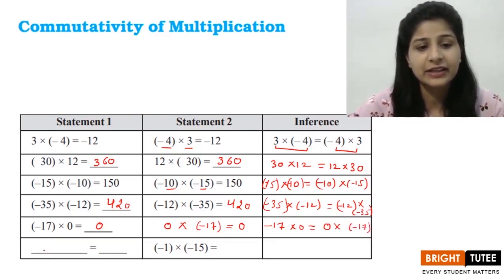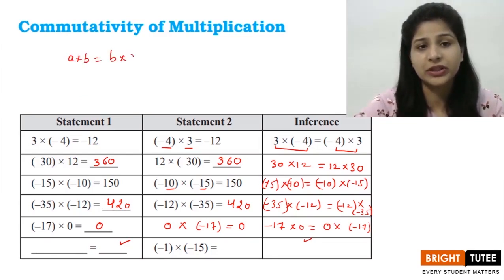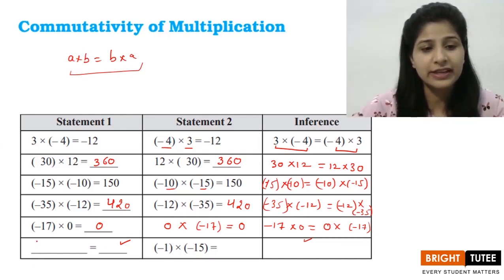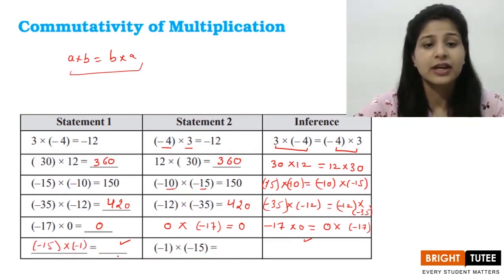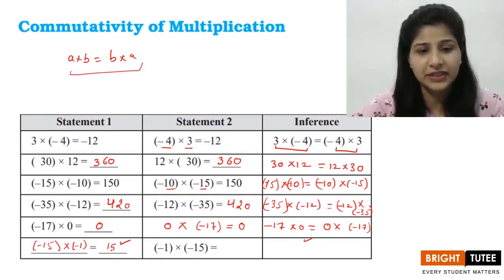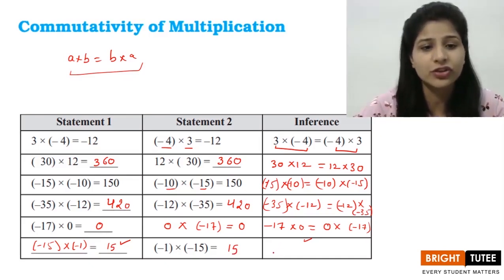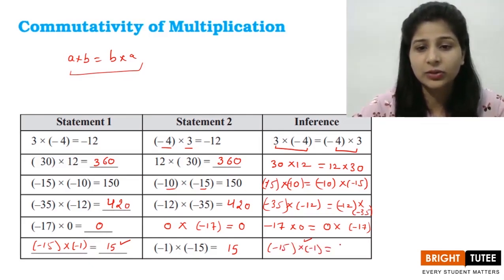Next one we have here, we have to fill this one as well as this one now because we know what the commutative property means. It means A cross B should be equal to B cross A. So when we do it here, you see minus 1 and minus 15. To solve it here, I will write minus 15 into minus 1, right? Minus and minus would become positive in multiplication. 15 into 1 is 15, and here also you will be getting 15. Are they equal? Yes, they are equal for sure. So we can write minus 15 into minus 1 is equal to minus 1 into minus 15.